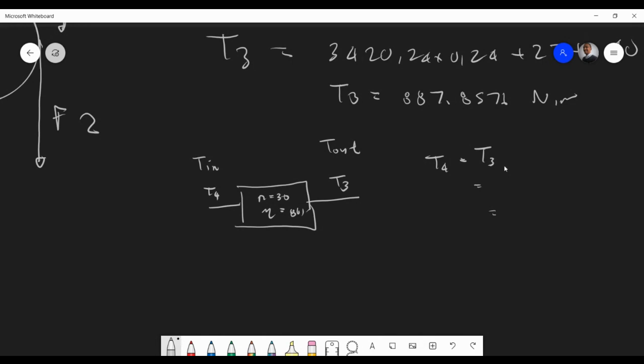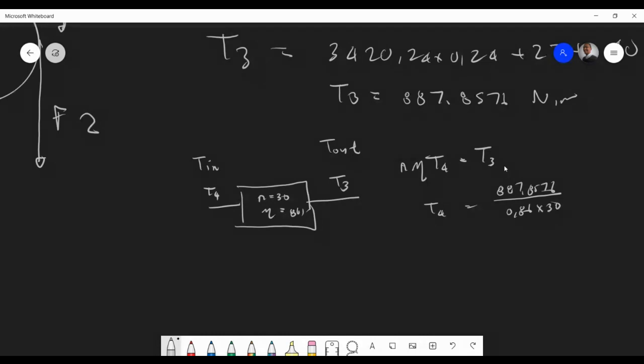Oh, undo. You're looking for T4. So this is the inside. So this should have been now like that. So then T4 is going to be equal to 887.8. So it's very important to understand what we're expecting on the other side. So that's 0.86 times 30.